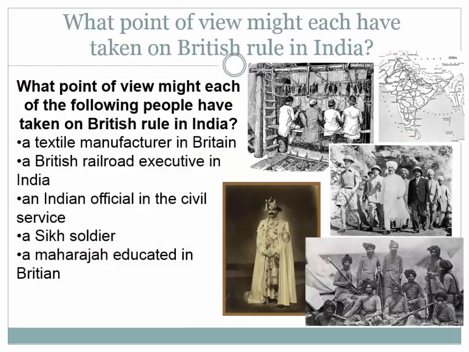So, real quick, I'm going to let you think about it, and then you're going to talk with a neighbor real quick. So, what viewpoint might each of these following people have taken in British India? Okay, so we're going to talk about a textile manufacturer in Britain. So this first one is you live in Great Britain and you're looking for that jute and the cotton and that type of thing from India. A British railroad executive in India. You're making the railroads to get the materials in and out to the ports.